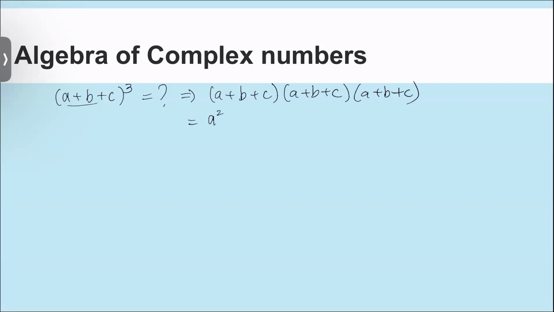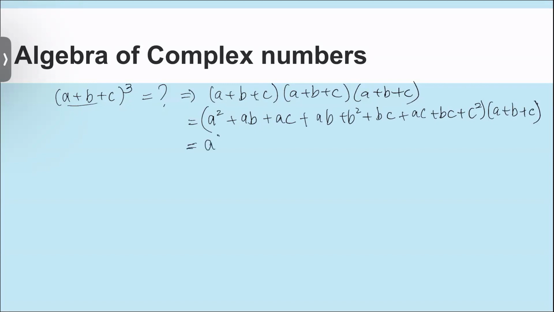Let's solve this. We have a squared plus ab plus ac, and then plus ab plus b squared plus bc, and then ac plus bc plus c squared, multiplied by a plus b plus c. Then you multiply again, so you have a cube, plus a squared b plus a squared c plus a squared b plus ab squared plus abc plus a squared c plus abc plus ac squared.